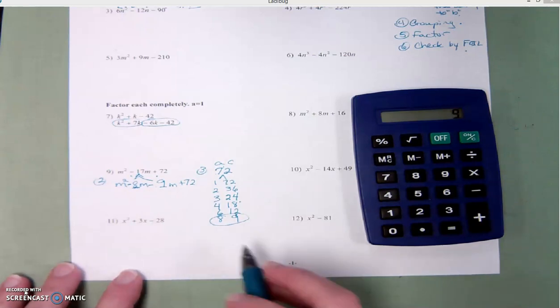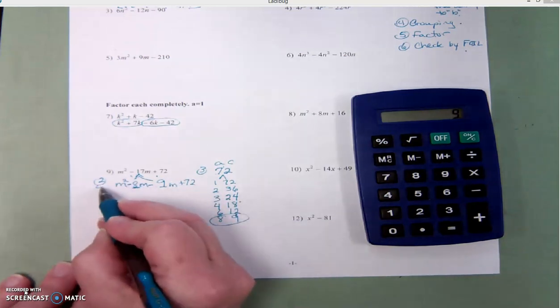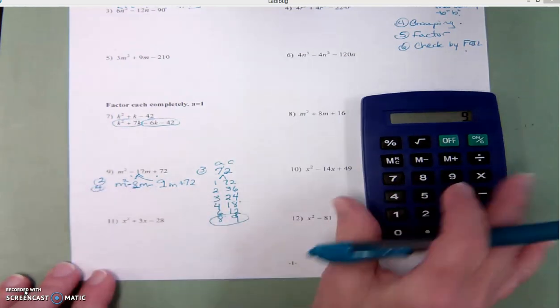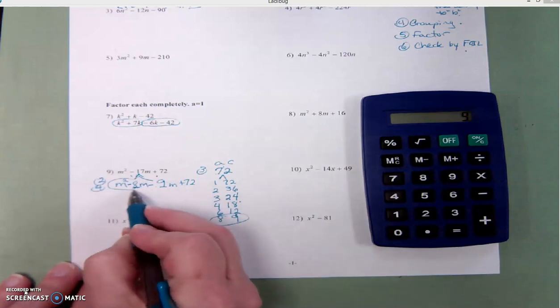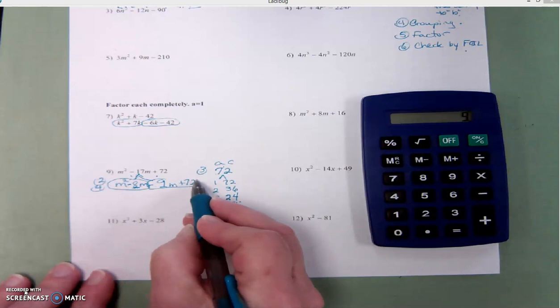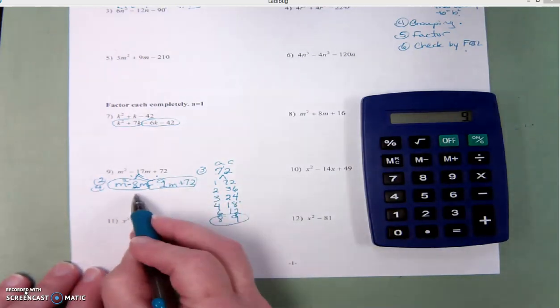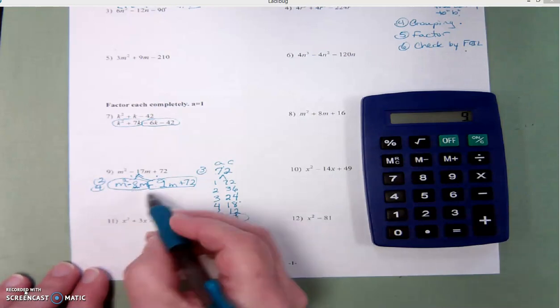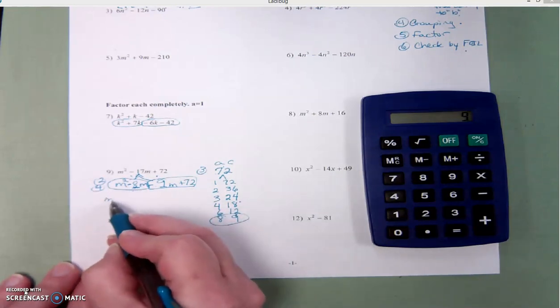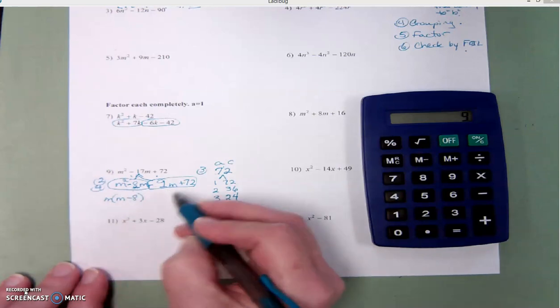Now our next step is to group. So if I don't want to rewrite that, you can write number 4 down if you want to, and I'm going to go ahead and put a circle around my first 2 terms and my last 2 terms. Remember to keep the negative with that 9. So let's factor out our GCF for the first grouping. It's going to be an m. And I'm going to be left with m minus 8.